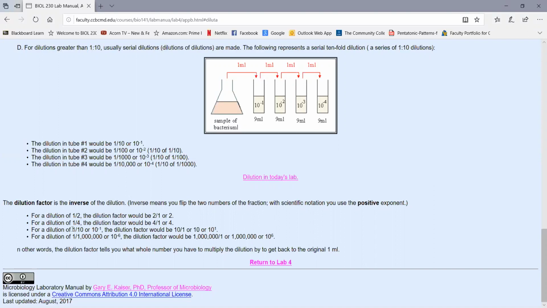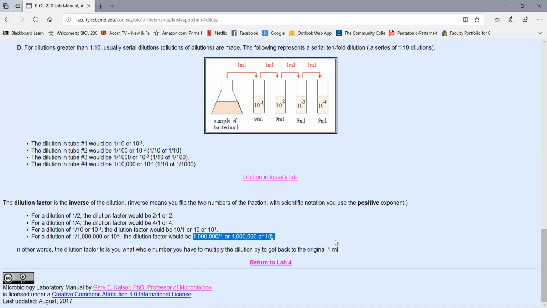If the dilution is 1 to 10 or 10 to the minus 1, then the dilution factor is the inverse, 10 over 1 or 10 to the positive 1 in scientific notation. That was 1/10 the number of bacteria originally, so the real number must be 10 times that. And if we go all the way up to our last dilution tube we looked at, if the dilution is 1 to 1,000,000 or 10 to the minus 6, the dilution factor would be the inverse, 1,000,000 over 1, or 1,000,000, or 10 to the 6th in scientific notation. So the dilution factor is a whole number we have to multiply by to get the original number.